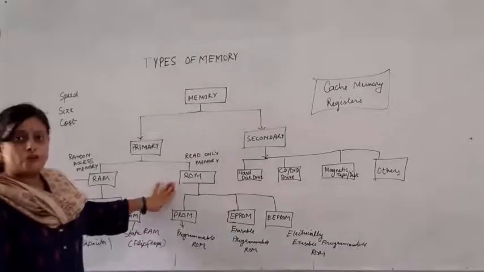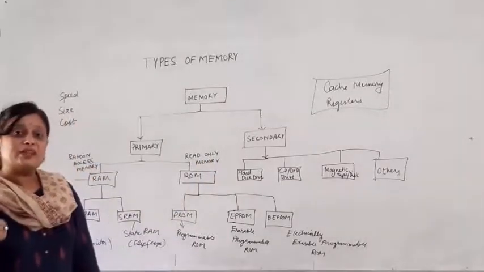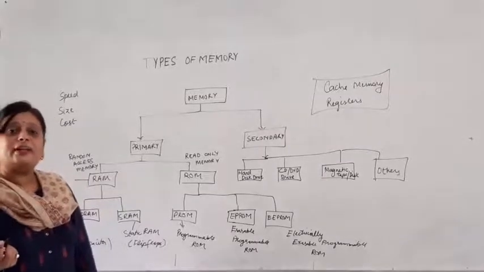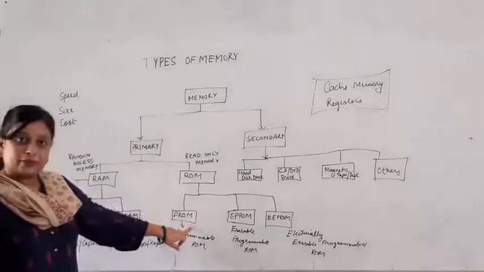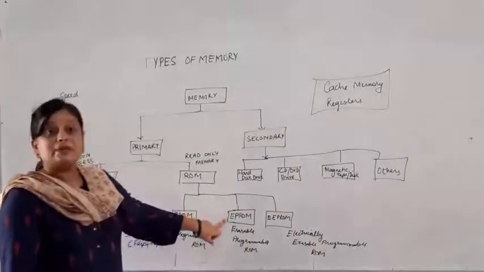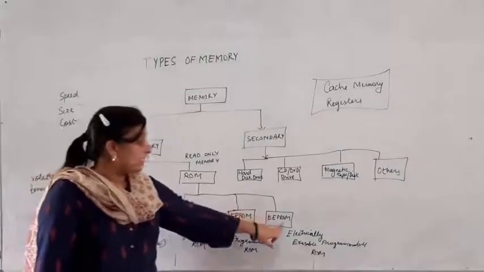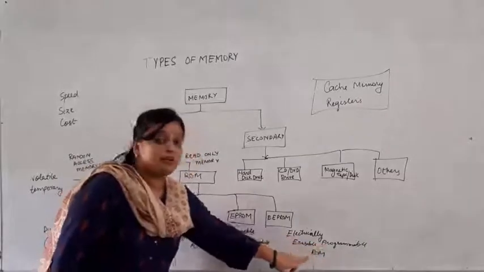If we begin with ROM, read-only memory, as the name suggests, this memory is only in readable form. You cannot always edit this memory. It is divided into programmable read-only memory, erasable programmable read-only memory, that is your EPROM. The last one is your EEPROM, electrically erasable programmable ROM.